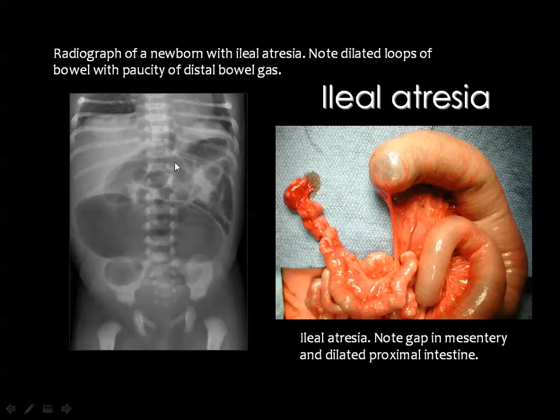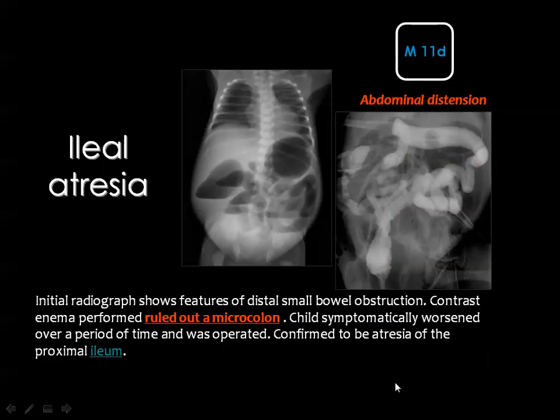the dilated small bowel loops down to the level of the ileum. One of the possibilities here is the presence of ileal atresia, and this was confirmed by surgery. Dilated bowel loops with multiple air fluid levels, indicating that there is a distal obstructive lesion.